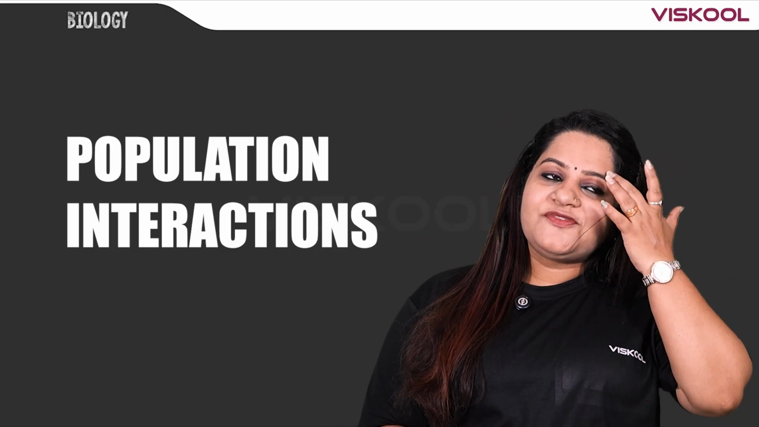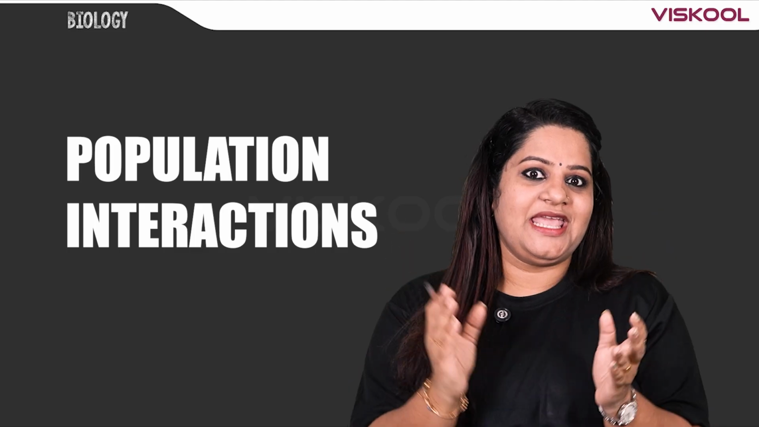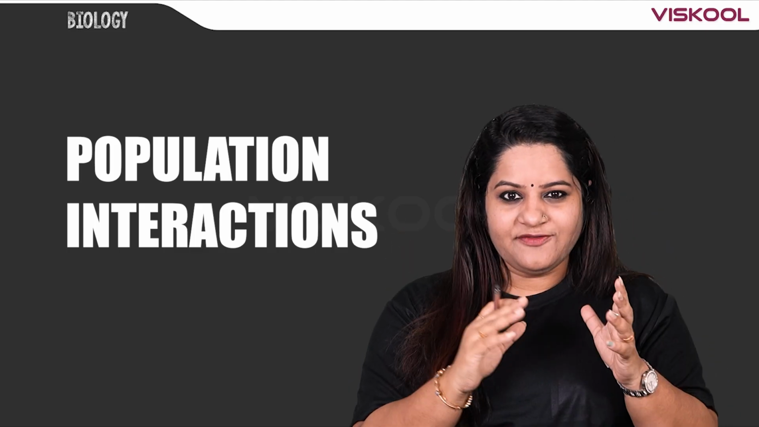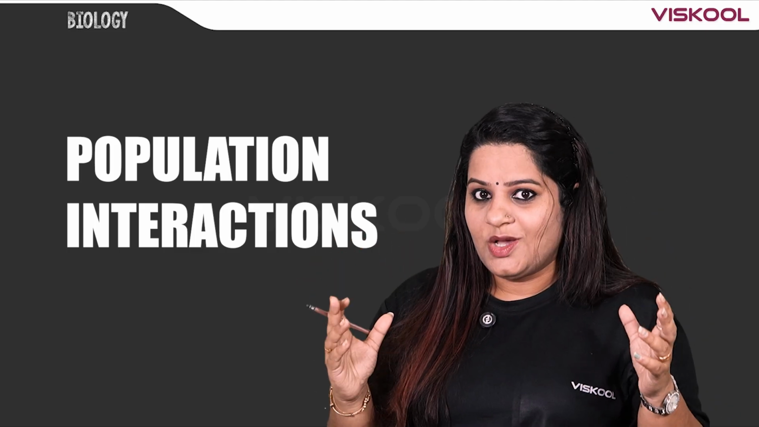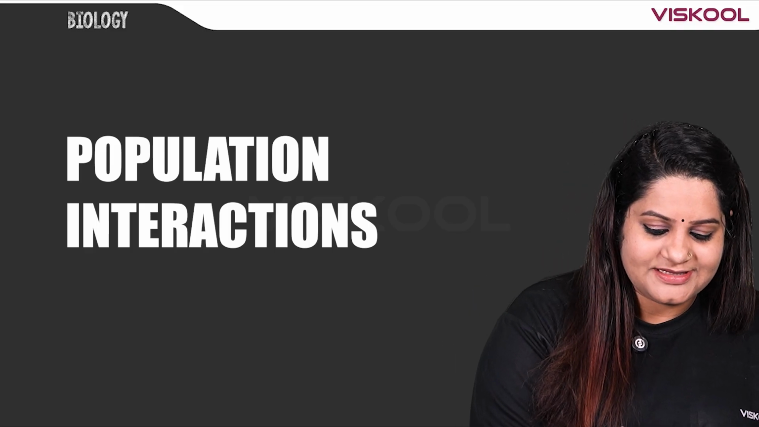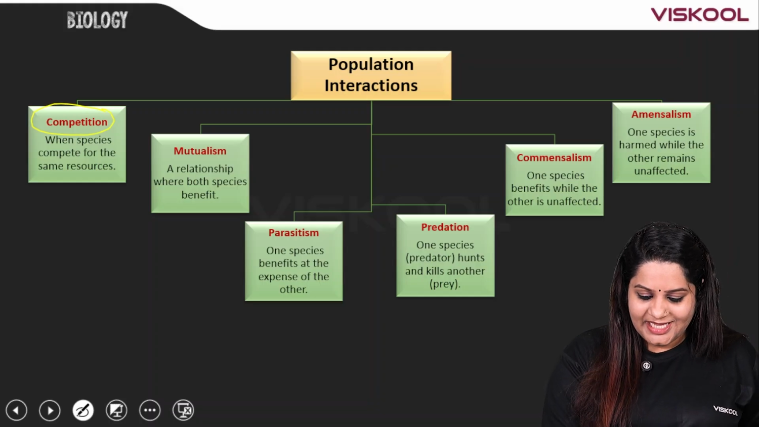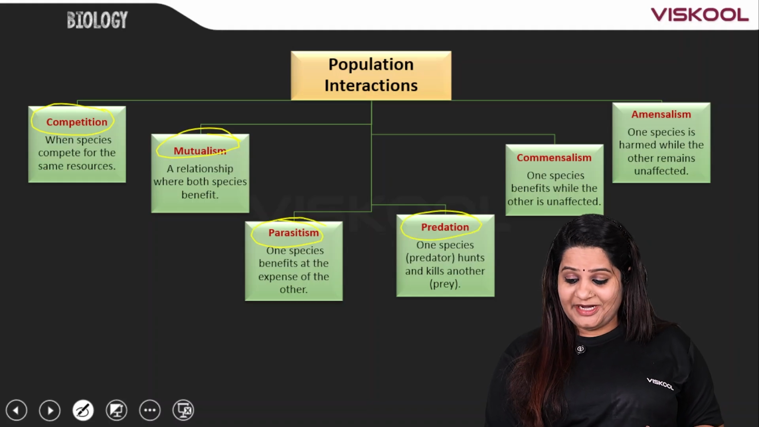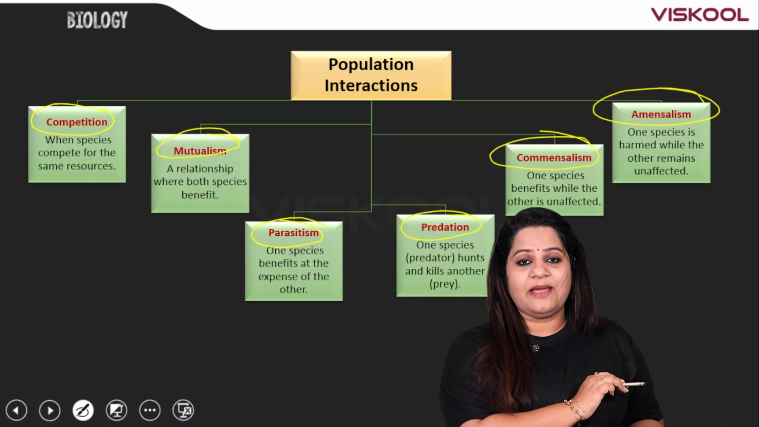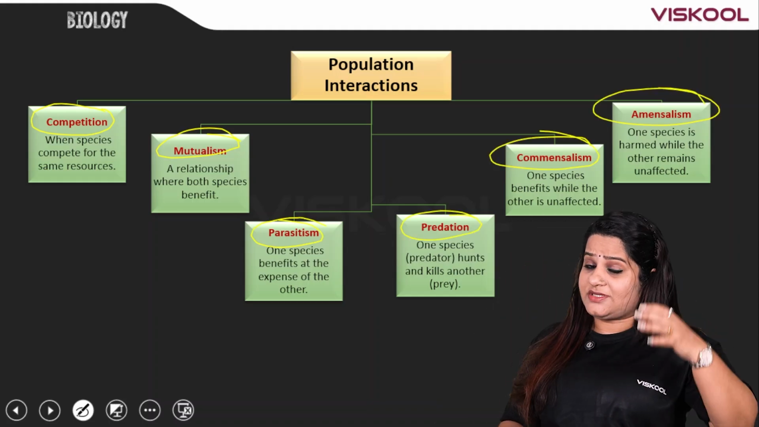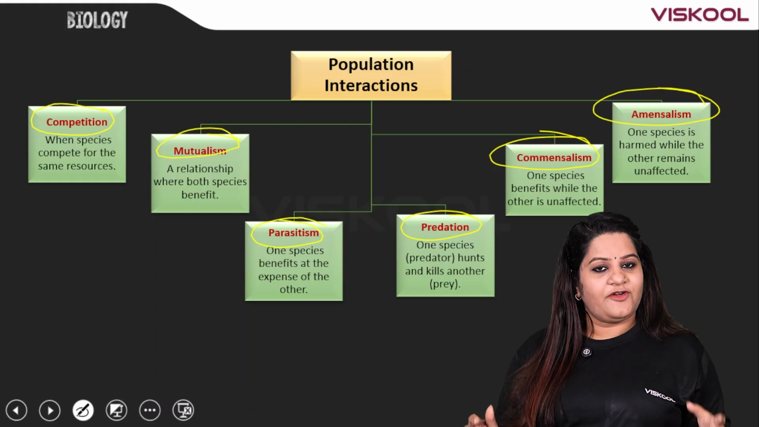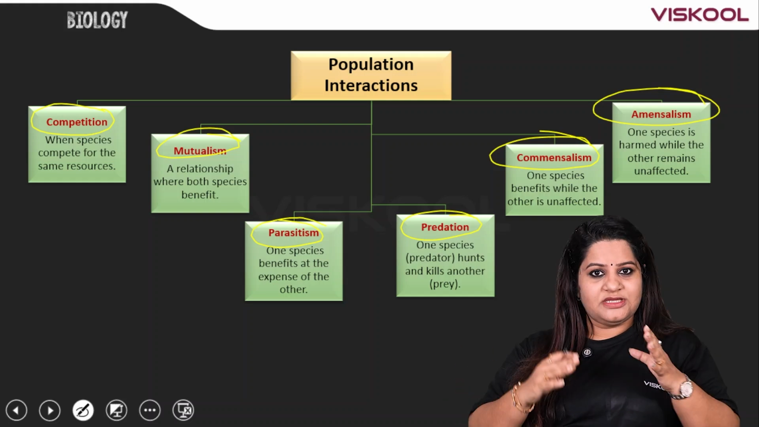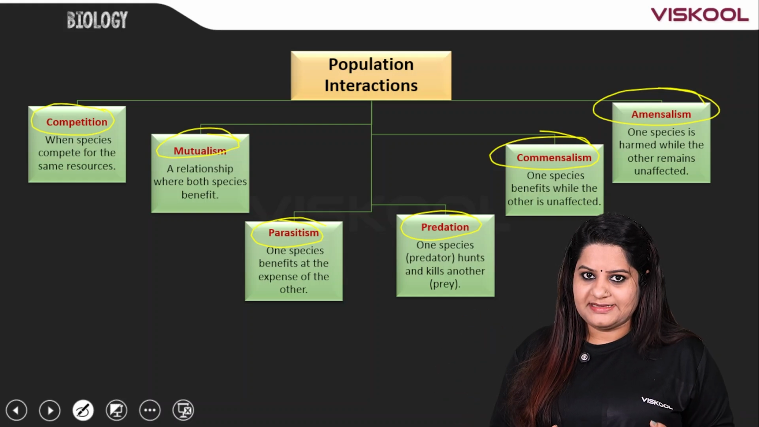So first we will study the names of these interactions. We have to get familiarized with these names. Competition, mutualism, parasitism, predation, commensalism and amensalism. Population interactions is a very important topic for our NEET examination and also for our board examination.